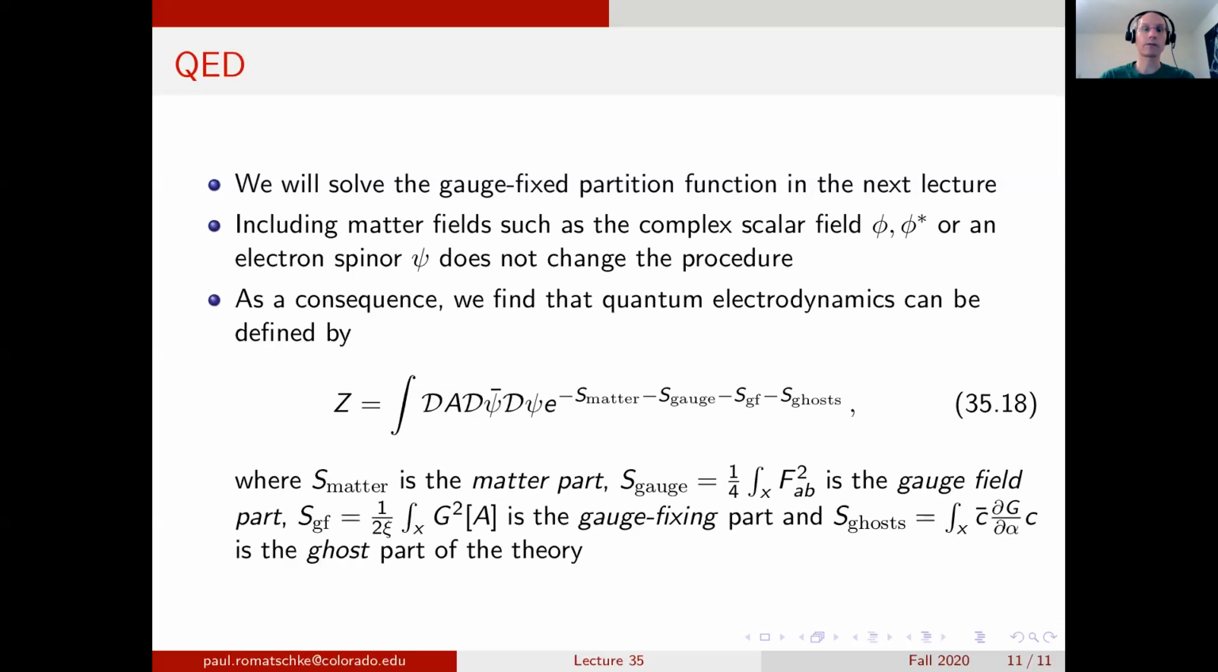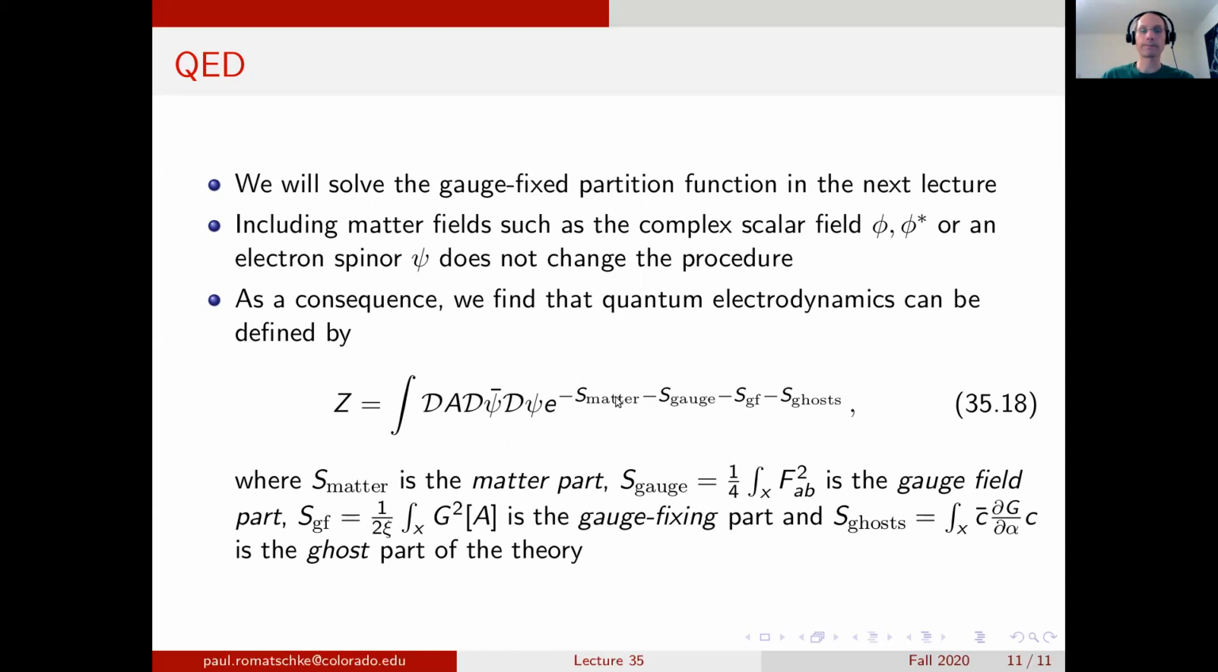So as a consequence, we can actually write down the quantum field theory expression for the partition function for quantum electrodynamics. It will be given as a path integral over the gauge fields A, a path integral over the spinors psi bar psi for the matter fields, and, this is missing here, a path integral over the ghost fields c bar c. And then we have an exponent of minus all the contributions to the action.